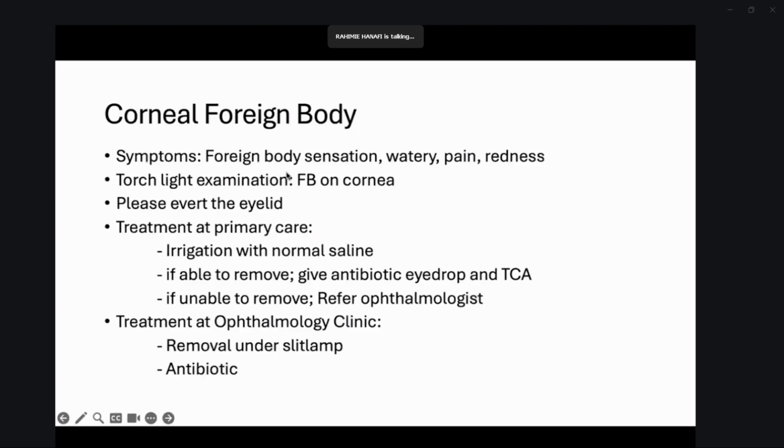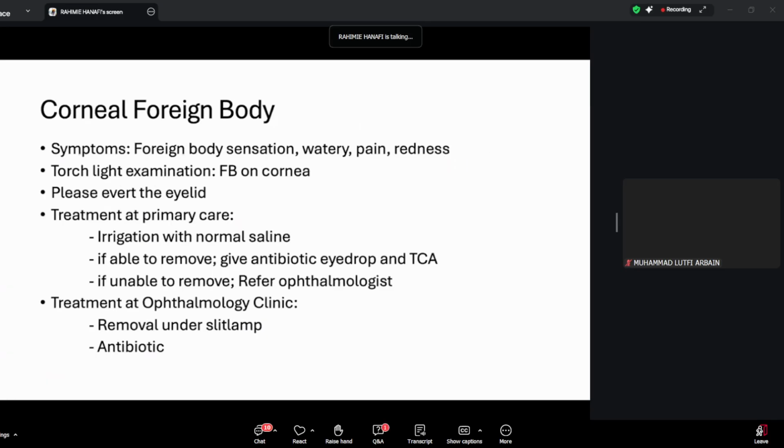So for this corneal foreign body, usually they will complain of something inside the eye, watery, pain, and also redness. And sometimes just by using the torchlight examination, you can see the foreign body on the cornea, okay?